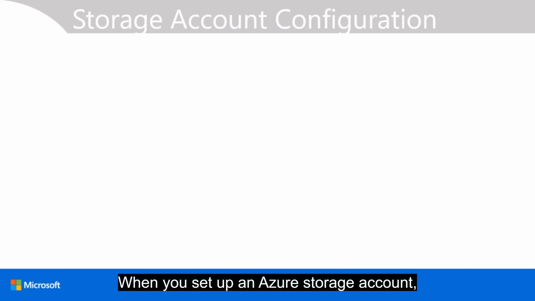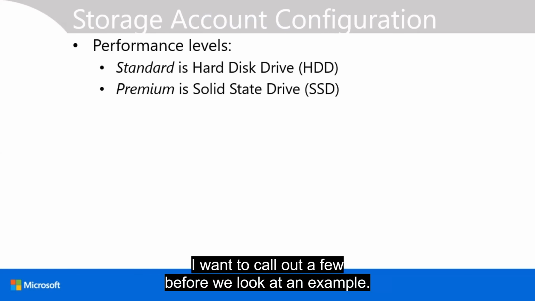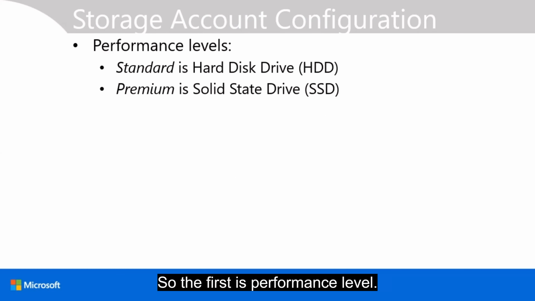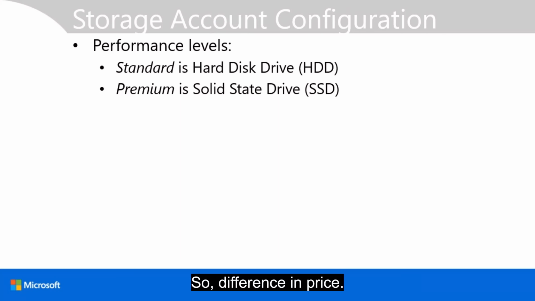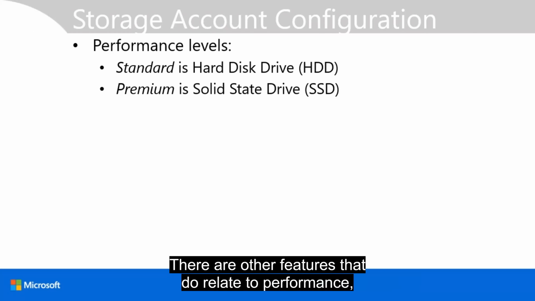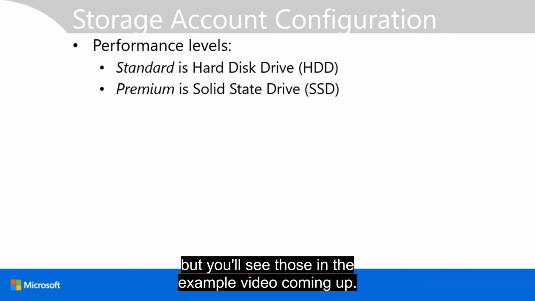When you set up an Azure Storage account, there are several things you specify. I want to call out a few before we look at an example. The first is performance level. You can choose either standard or premium. Standard uses a hard disk drive, HDD, magnetic drive, to store your data. Premium uses a solid state drive, SSD. The difference in price: HDDs are less expensive, solid state drives are more expensive. There are other features that do relate to performance, whether you choose standard or premium, but you'll see those in the example video coming up.